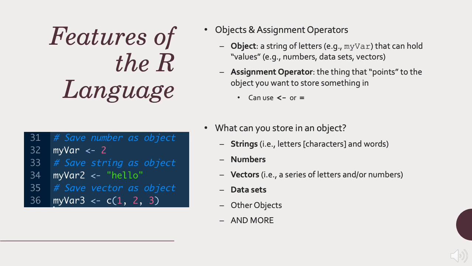And finally, we can store entire data sets. And this is what you did in assignment 1. You took that entire Monitoring the Future data set and you put it all into an object. And that's pretty nice because then you don't have to read in that data set multiple times. You can just refer to that object whenever you need to reference the data set. There's a ton of other things you can store in an object, but these are sort of the big ones that we'll be working with.